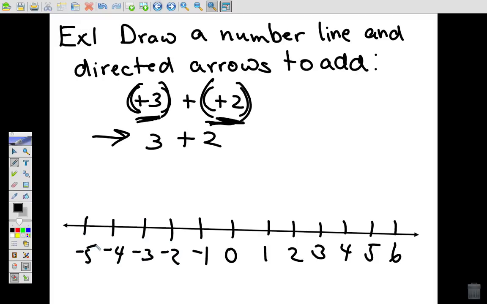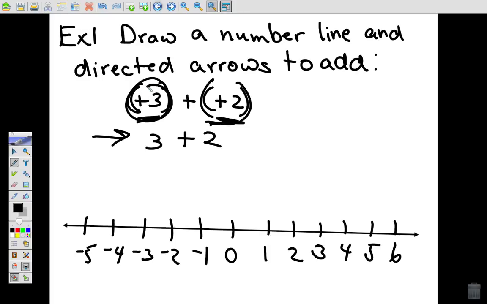So as we continue here, they want us to add 3 plus 2. So I start at 0. You always start at the origin. Now, a positive number would mean I'm going to move to the right on the number line, because numbers to the right of the origin are positive. If it's a negative number, I would move left, because numbers to the left of 0 are negative.